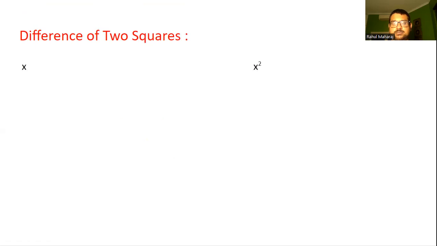So here's a table of squares. If x is 0, then 0 squared is 0. If x is 1, 1 squared is 1. If x is 2, 2 squared is 4. If x is 3, 3 squared is 9. If x is 4, 4 squared is 16. And if x is 5, then 5 squared is 25. And you can go on and on.